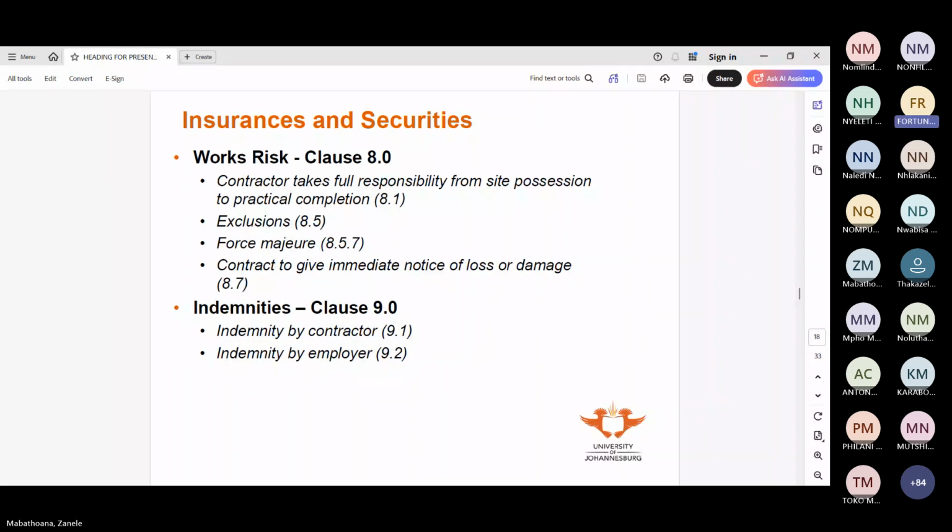Okay, good evening, ma'am. Good evening, everyone. I just wanted to ask, I've been trying to figure out what is the difference between a variation order and a site instruction.